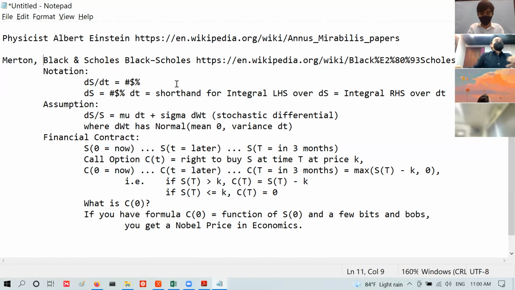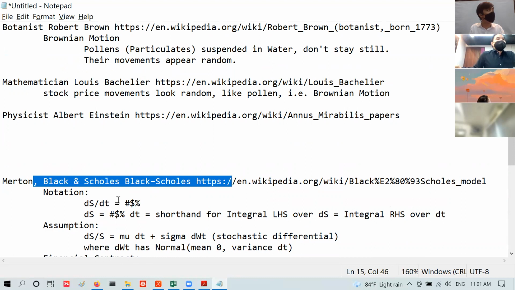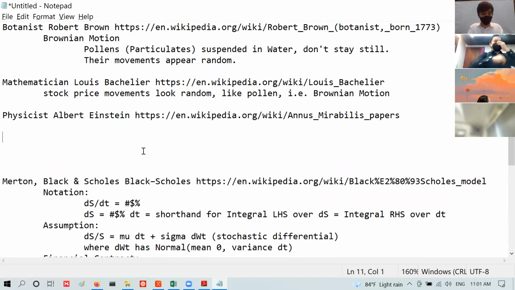The reason it's called Black-Scholes and only Black and Scholes won the Nobel Prize was because Merton passed away. You can't give a Nobel Prize to people who passed away. How did they do that? Well, let's go back to Einstein. Now we've got Robert Brown, presumably English, and French, German Jews. I think he became a naturalized American. These guys, I think, are Americans. And let's go Japanese this time.